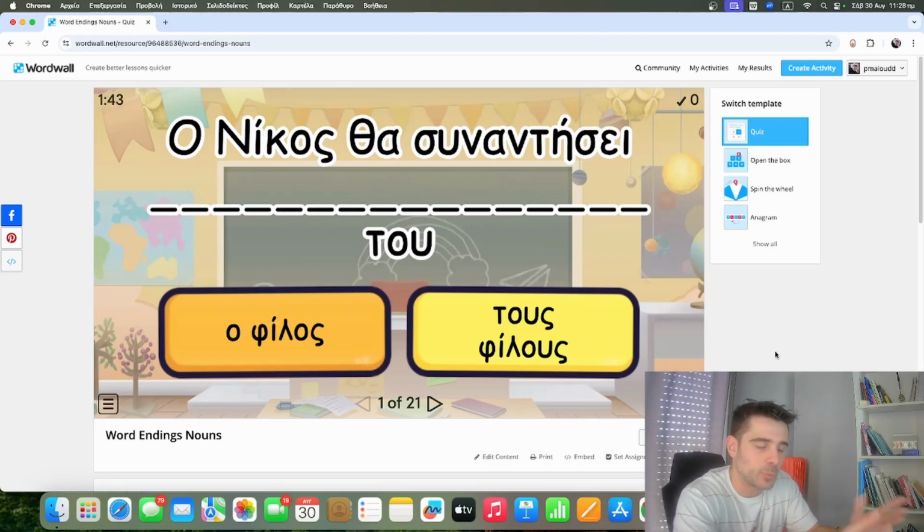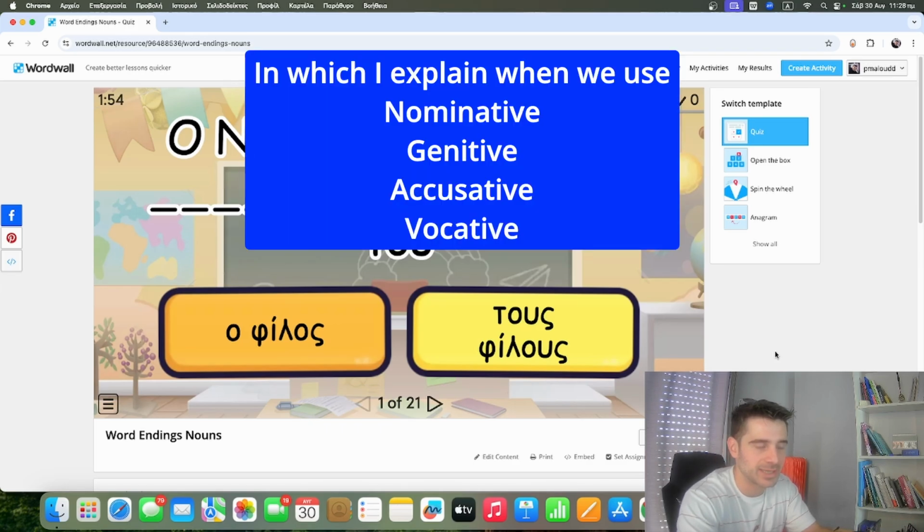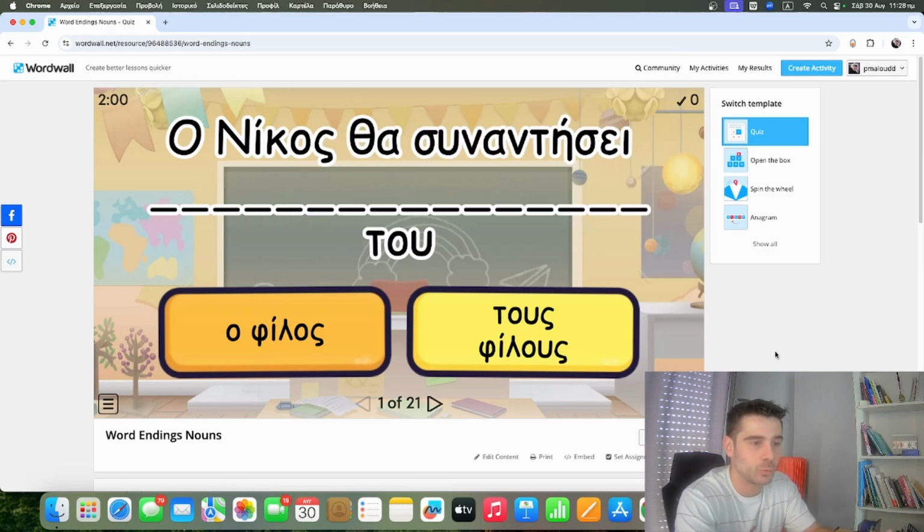Today we'll have a quiz about the nouns and the noun cases. Στην περιγραφή κάτω, on the description below, you will be able to find a PDF στο οποίο εξηγώ πότε χρησιμοποιούμε ονομαστική, γενική, αιτιατική, κλητική. So you will be able to download it and check the grammar about the noun cases, the genders and also the prepositions we use in Greek.